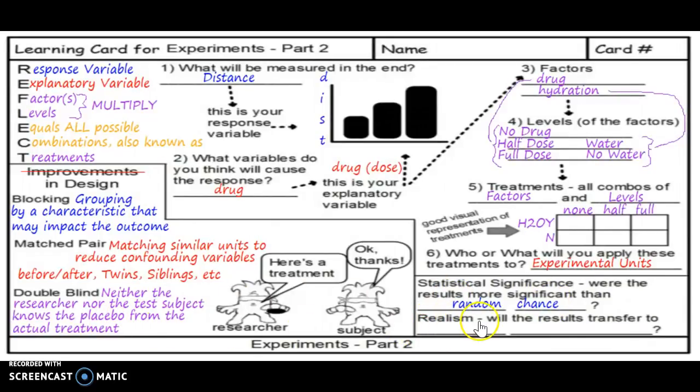I'm not going to worry about this last part where it says realism: will the results transfer to real situations? But I don't need to go into details there. So there's your learning card for experiments. I hope you have fun in your stats class.